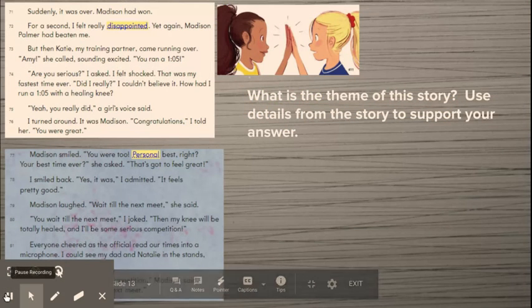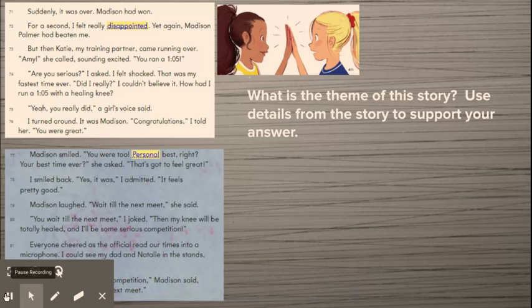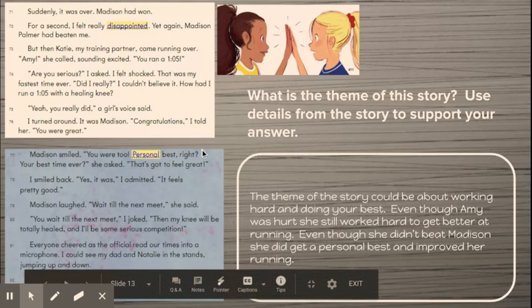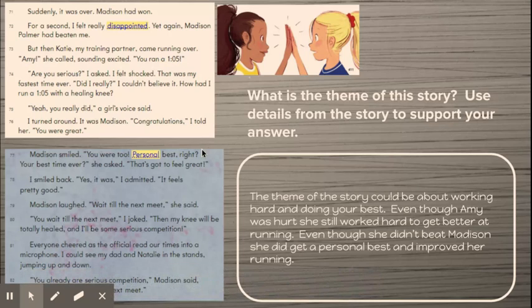So, after reading the entire story, what is the theme of this story? What details can you pull from the story to help you? You should have answered that the theme of the story could be about working hard and doing your best. Even though Amy was hurt, she still worked hard to get better at running. Even though she didn't beat Madison, she did get a personal best and improve her running. So working hard and doing your best will help you to improve and help you to be the best person that you could be. With theme, you can always apply this to other parts of your life.